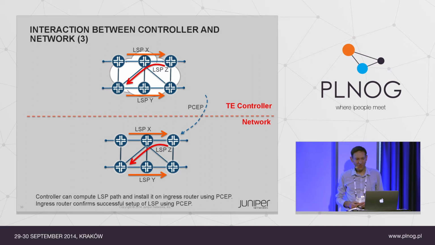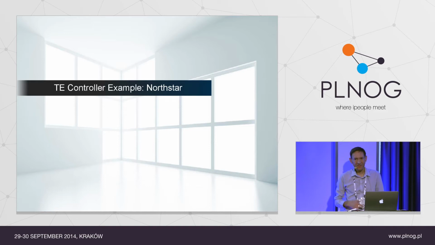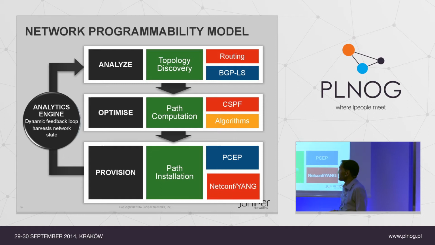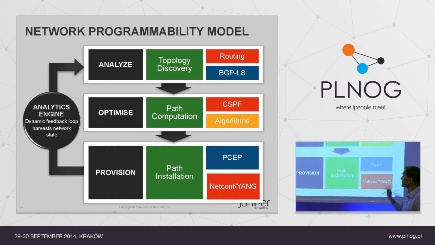So in the final part of the talk, I'll give a flavor of an example implementation, which is our NorthStar. And if people are interested in having demos and knowing more about it, of course, we can discuss more under NDA. Now, the NorthStar has three main pillars to it. It's got the provisioning of LSPs, it's got topology discovery, and it's got path computation.